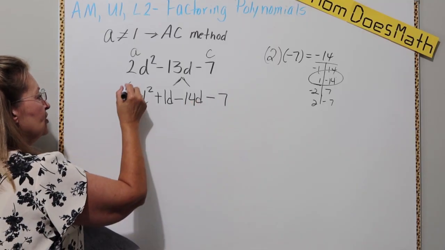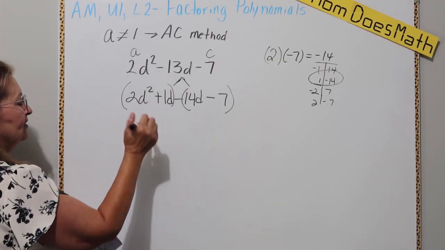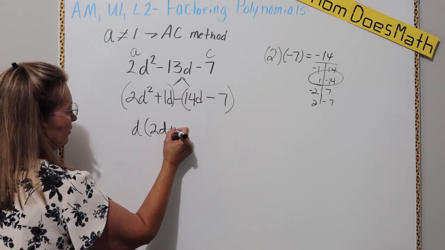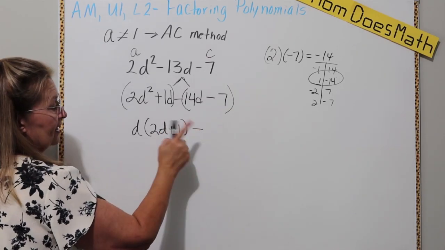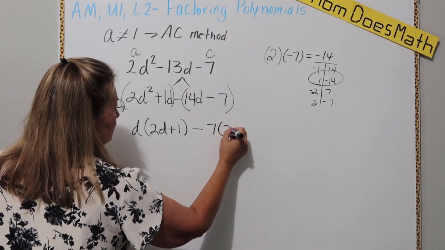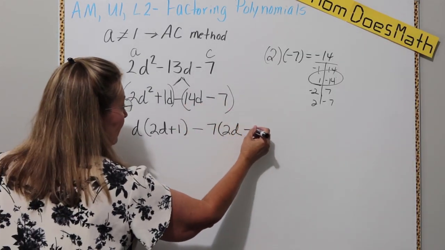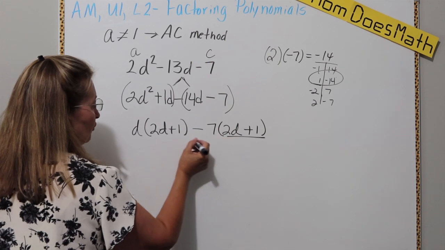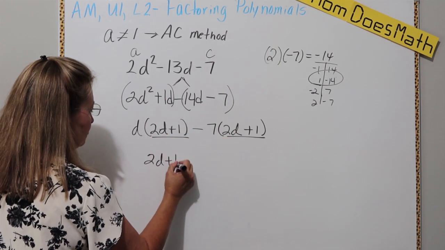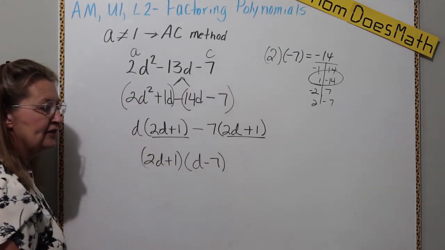Now that you have a 4-term polynomial, we are going to factor by grouping. Greatest common factor here is d. So I have 2d plus 1. Here's your minus sign, so be careful. What's the greatest common factor here? 7. So I have 2d. And remember, since you're factoring out a negative, it changes that sign. Now, remember this? The magic happened. We wound up with 2d plus 1 for our first set and d minus 7 for the second set.